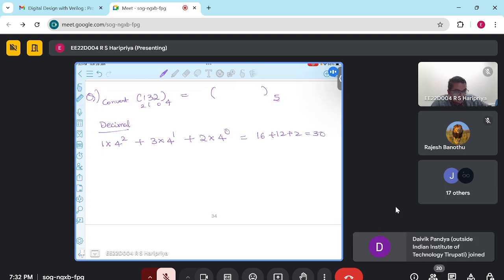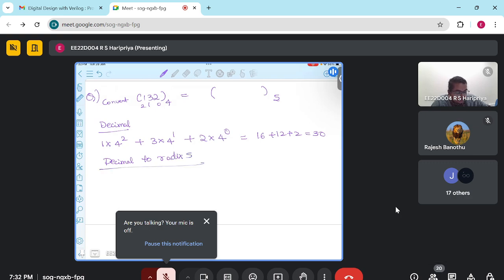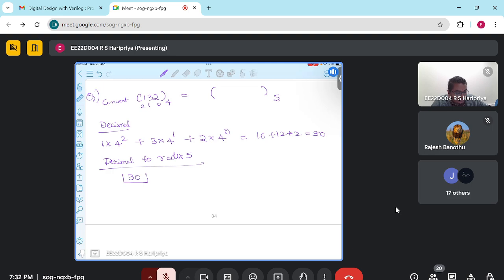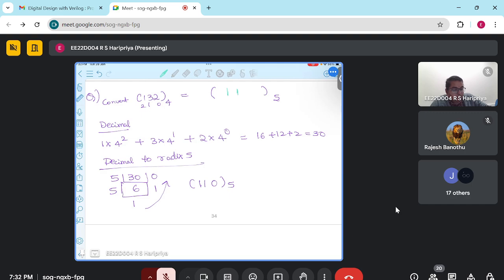Now we have to convert this decimal to radix 5. So what will be the approach? It will be the long division by the radix which we require. So 6 5s are 30, no remainder. 5 1s are 5, 1 is the remainder. So it is 1 1 0. The answer is 110.